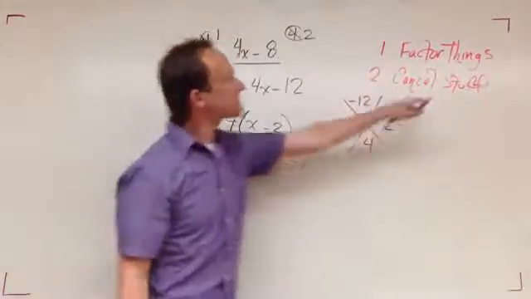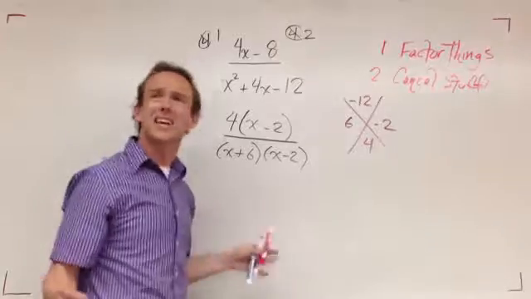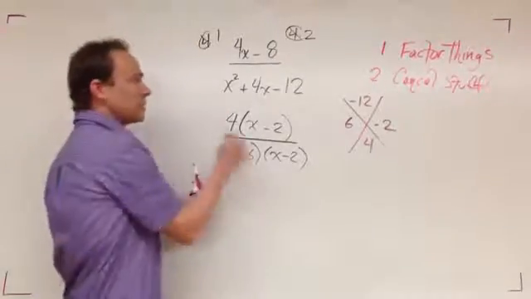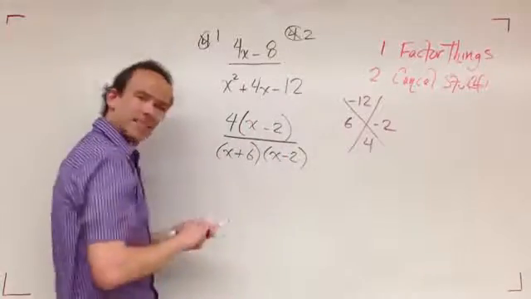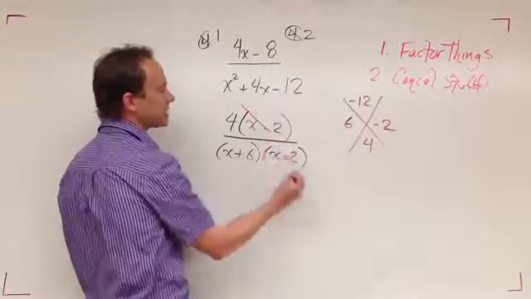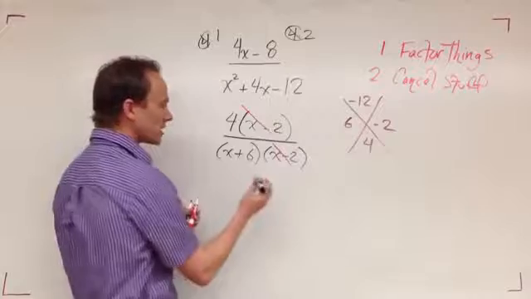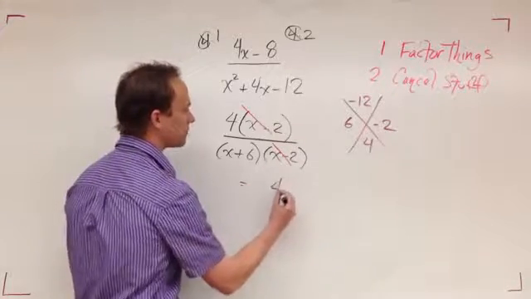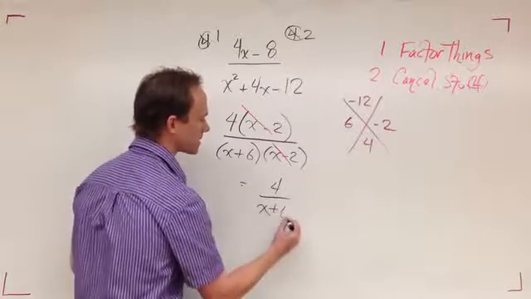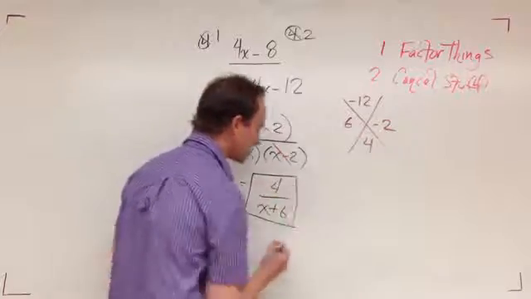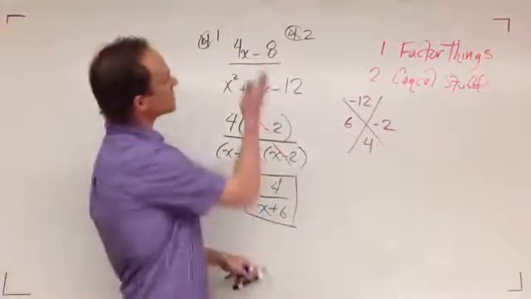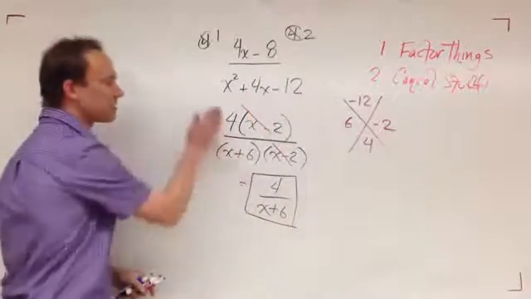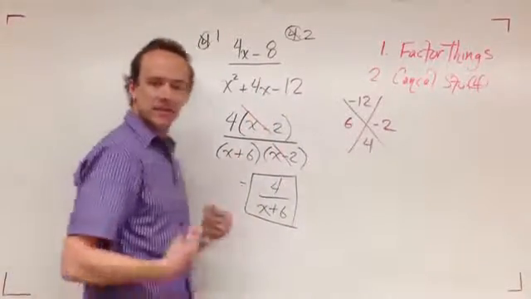Last thing we got to do is cancel stuff. Well, what stuff? In this case, when you're multiplying and dividing by the same quantity, then you can cancel. That's what happens here. So I got an x minus 2, x minus 2. Those are canceled. And we got 4 over x plus 6. We have simplified a rational expression. That's problem number 1. I factored things, then I canceled stuff.